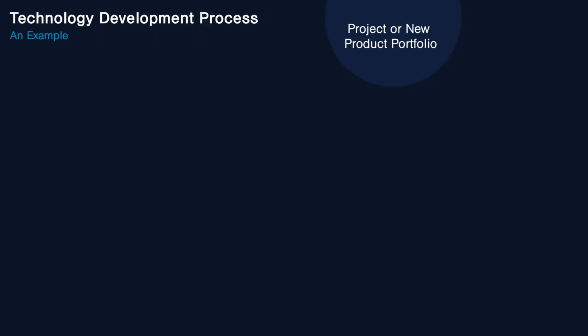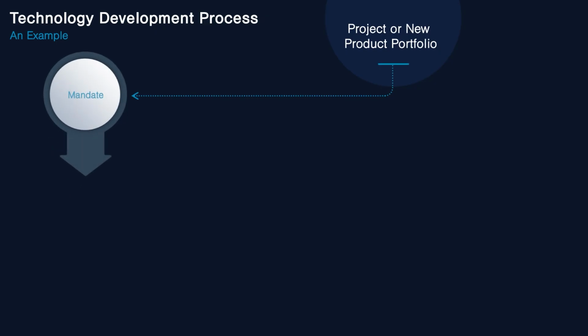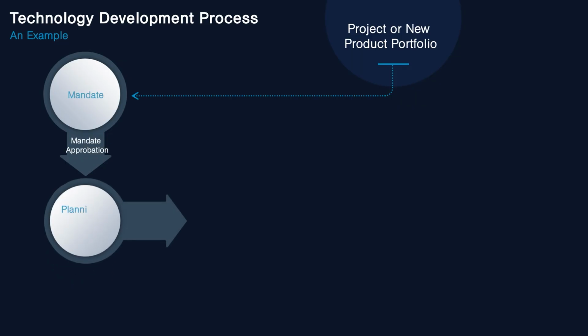It might not be clear yet that such technology will require the use of the technology development process. Once the project is selected, the mandate is defined and then goes through a mandate approbation checkpoint. Again, it might not be clear yet that a TDP will be required. Then the project is planned and preliminary feasibility is performed.